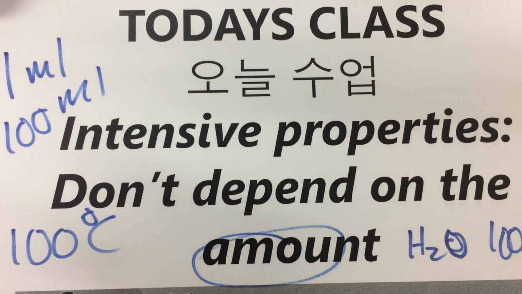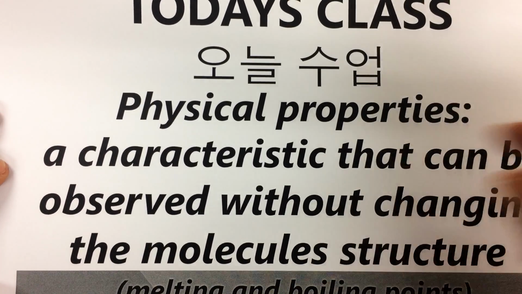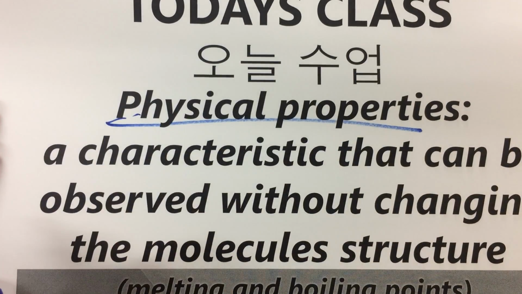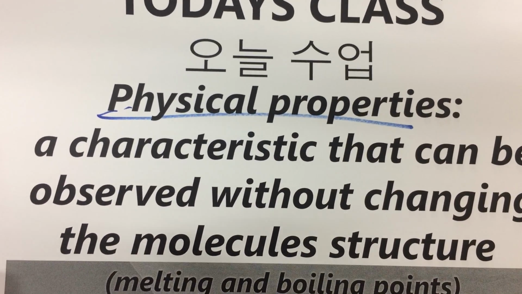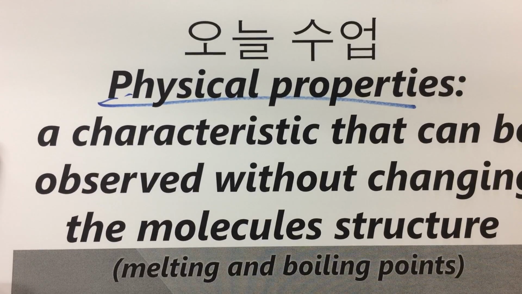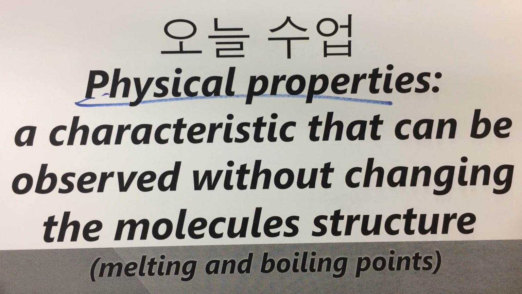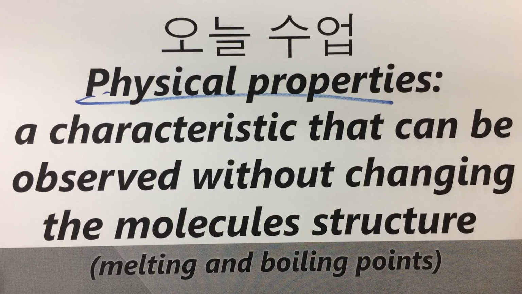That's its intensive property. We can also call properties or characteristics of molecules by this word, physical property, a characteristic that can be observed without changing the molecule structure, such as the melting or the boiling point. That's a physical property. Like I used the example of water boiling.